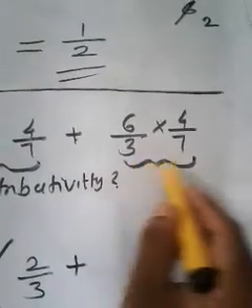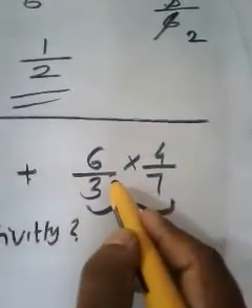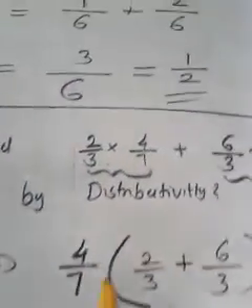Then from this term also I took 4/7 outside. 4/7 is standing outside. Then what will remain here? 6/3 only remains. You may have understood. Once again, repeating.